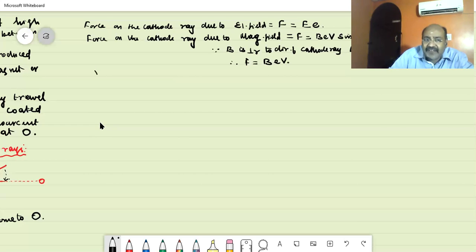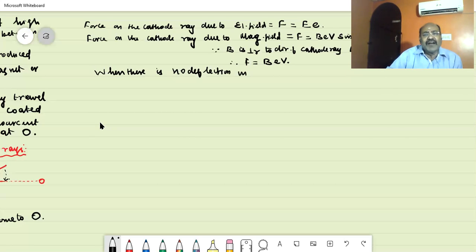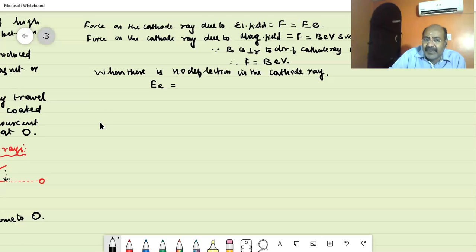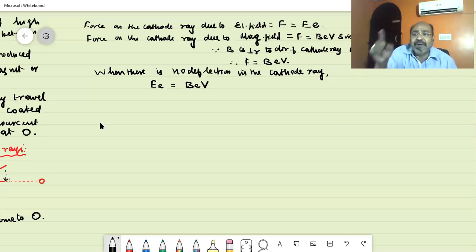Now we can say, when there is no deflection in the cathode ray, or in the electron beam, then E e is equal to B e V. That is, the force developed on the charged particle by the electrical field is equal to the force developed on the cathode ray particle by the magnetic field.